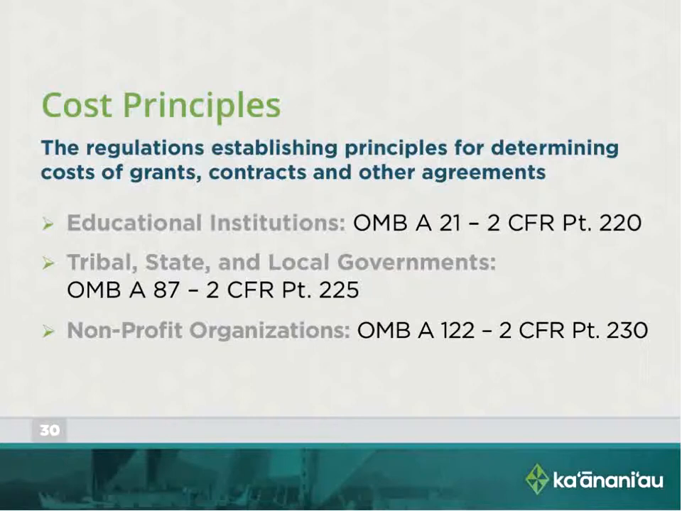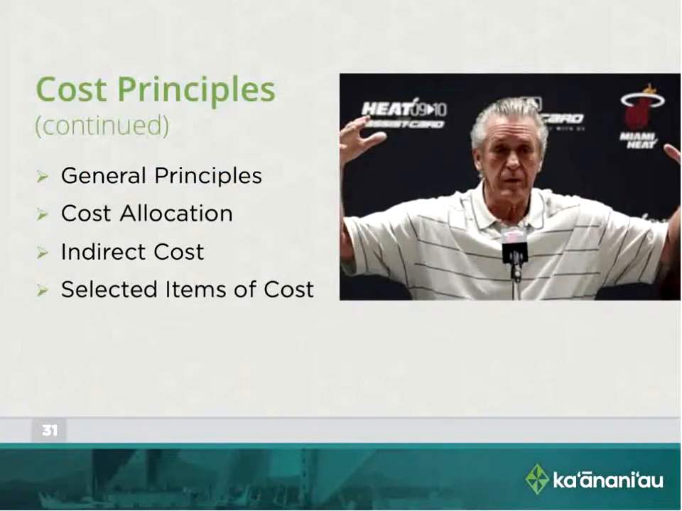I'm sure some of you have heard the term OMB A-21 or A-87 or A-122. They've actually moved those all over to the Code of Federal Regulations. For educational institutions, it's Part 220. For governing bodies, it's Part 225. For nonprofits, it's Part 230. So that's where you can find them now, and we're going to show you how to get there when we get done here in a little bit. But basically, there are 4 areas that are covered in the cost principles.